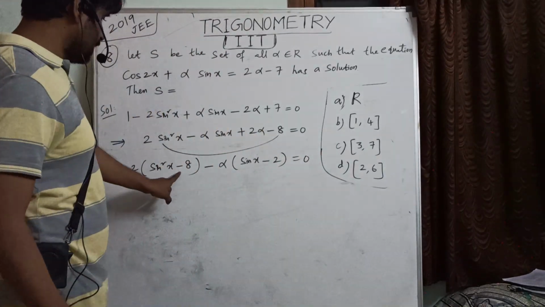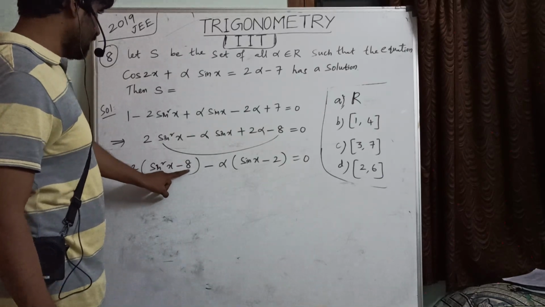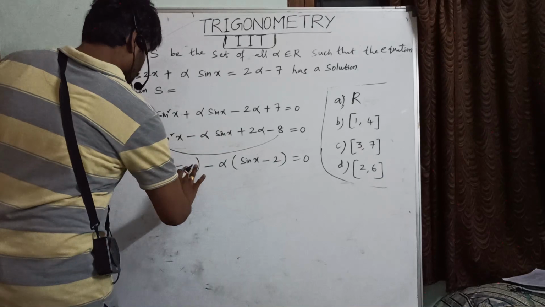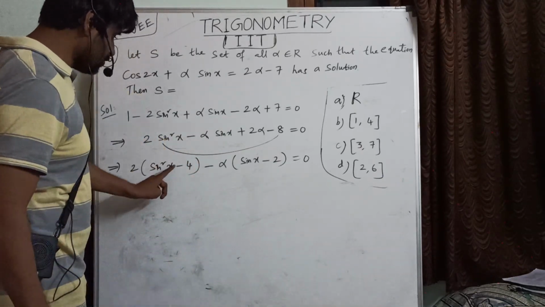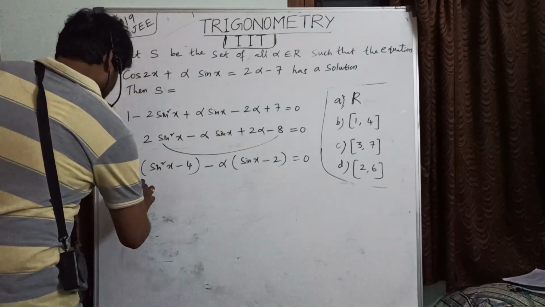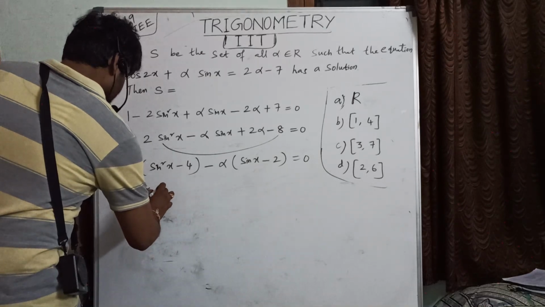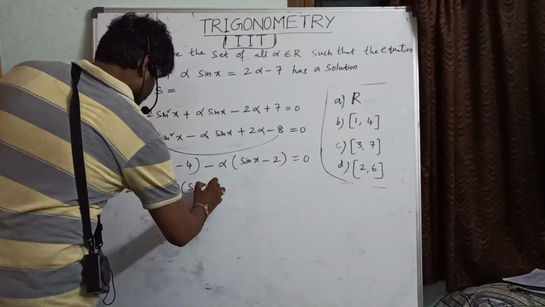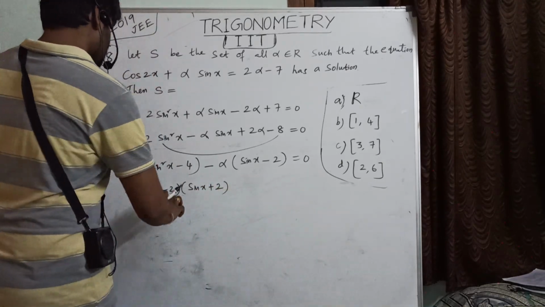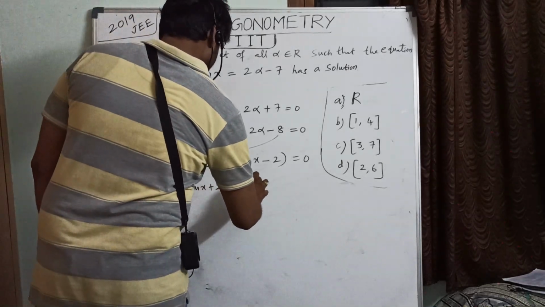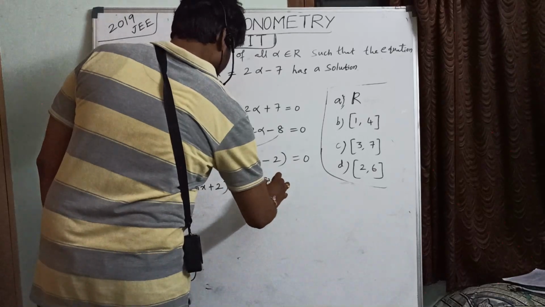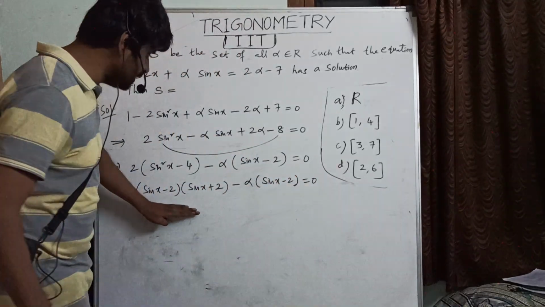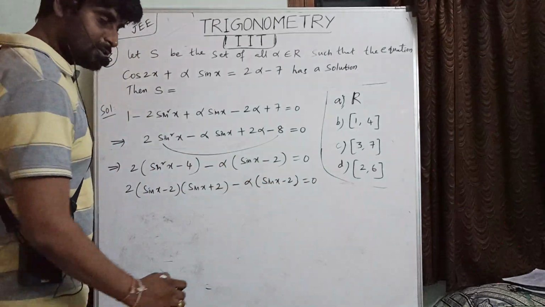Clear? Now here sin square x minus 8, so from this 2 common, here it will be 4, correct? Here a square minus b square. Now sin x minus 2 into sin x plus 2 I can write, correct? Sin x minus 2 into sin x plus 2 minus alpha into sin x minus 2 I can write here. So finally what can I take out common from these two terms? Sin x minus 2 common.